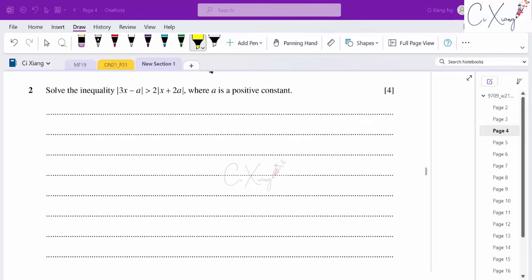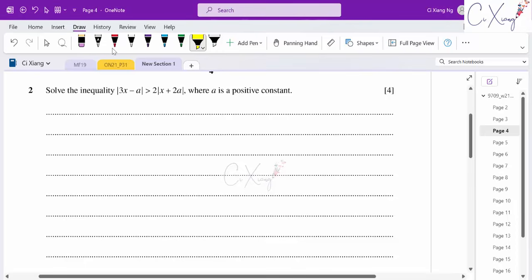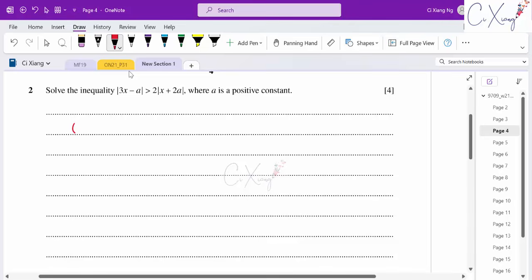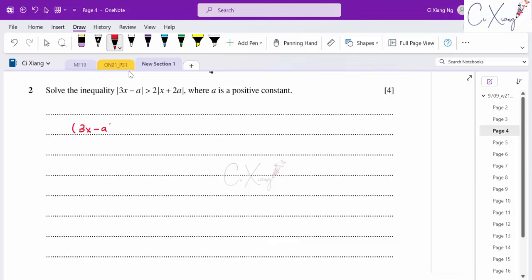Okay, so question number 2. They want us to solve the inequality, this one, where a is a positive constant. Alright, so if you look at this inequality, we can observe that there are modulus functions at both sides. To solve this kind of equation or inequality where we have modulus on both sides, one of the methods is to square both sides, and then you continue to solve the inequality. So to square both sides, I have 3x minus a and then square. When you square both sides, the modulus function disappears.